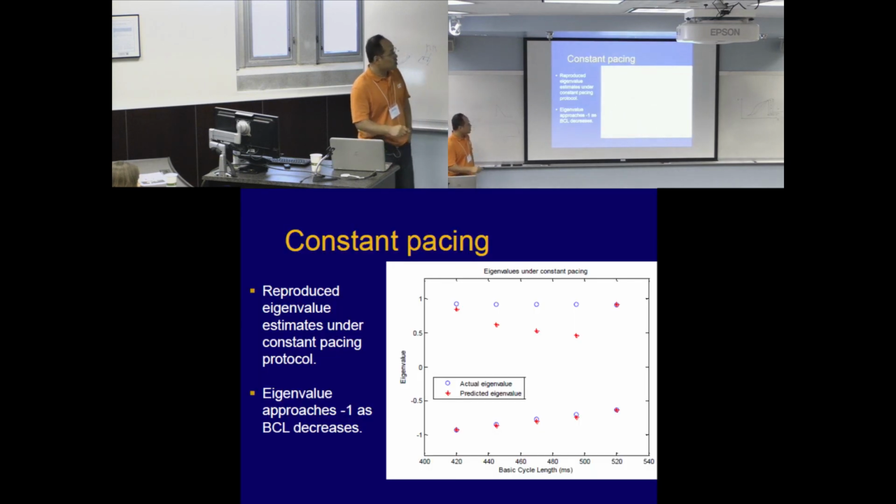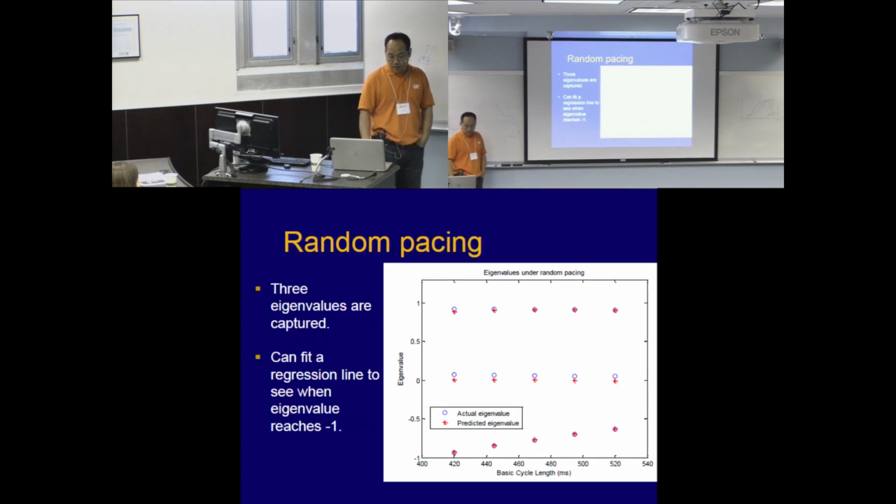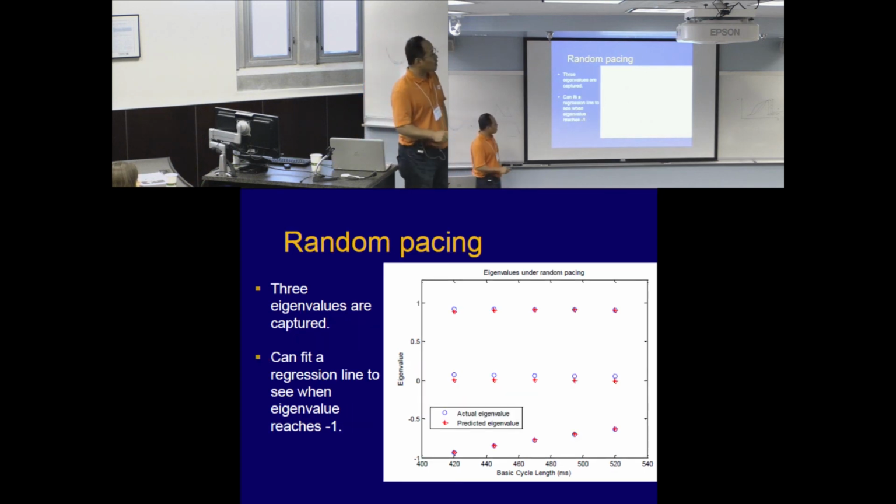Okay. All right. So we got a very good estimation for the negative eigenvalue, but memory factor was not able to capture that. But random pacing gives better results. So the negative eigenvalue is very accurate. You can see actually it's very close to alternance, and even the positive one was actually estimated.